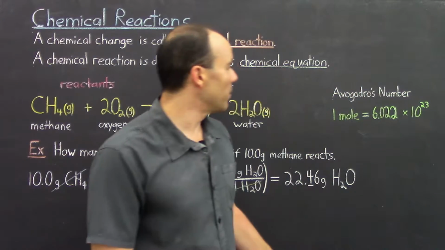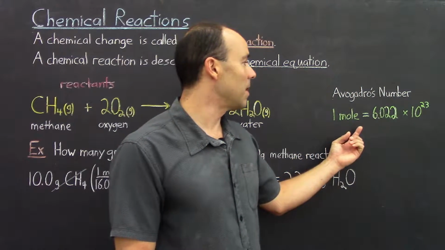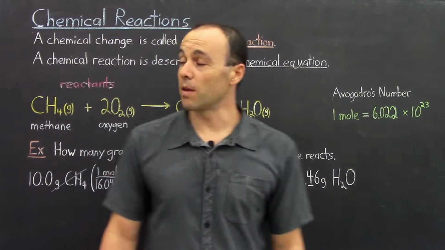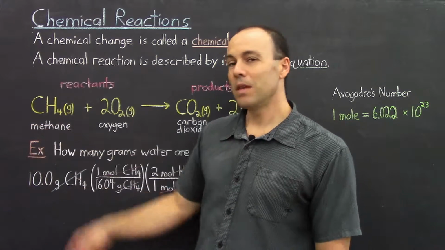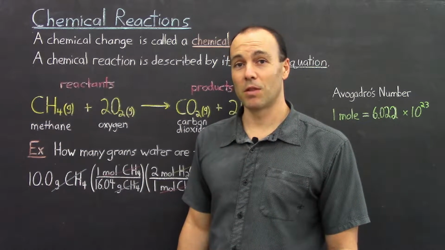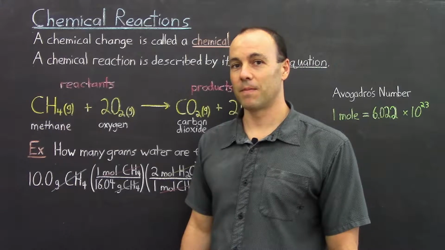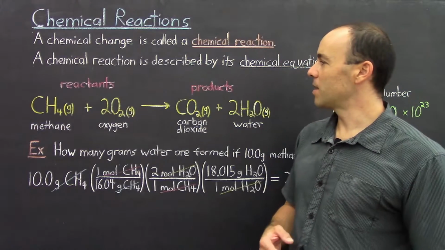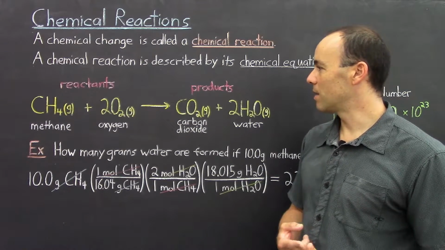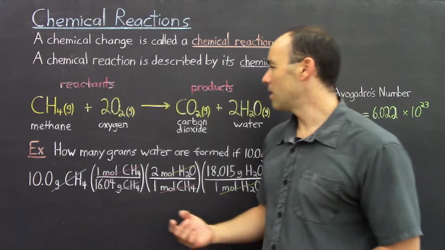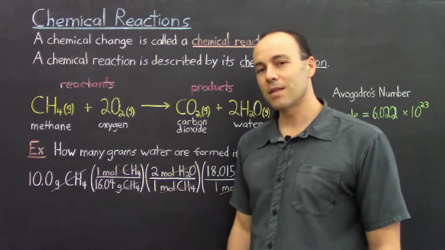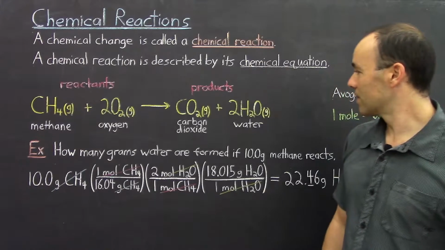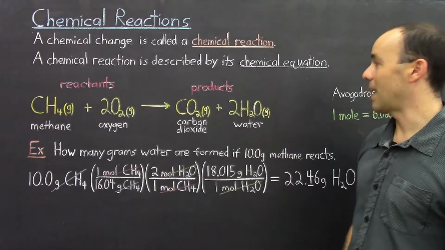You should remember that a mole is the same thing as 6.022 times 10 to the 23rd. So when we talk about a mole of methane, we mean 6.022 times 10 to the 23rd molecules of methane. So that's quite a lot. Now, a couple of other things that you want to notice about chemical equations. Another one is the states of each of the chemicals are indicated in parentheses. In this case, they all happen to be gases.